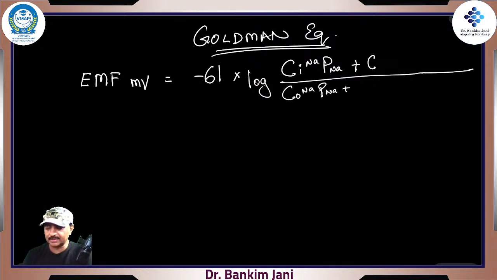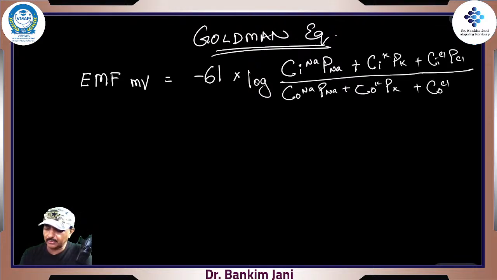But the rest of the structure will go like this only. Concentration inside, that's potassium, and permeability of potassium. Over here, this is concentration outside, potassium, permeability of potassium, plus take the chloride. So concentration inside of chloride, permeability of chloride, plus concentration outside of chloride, permeability of chloride, right? That's the Goldman equation.